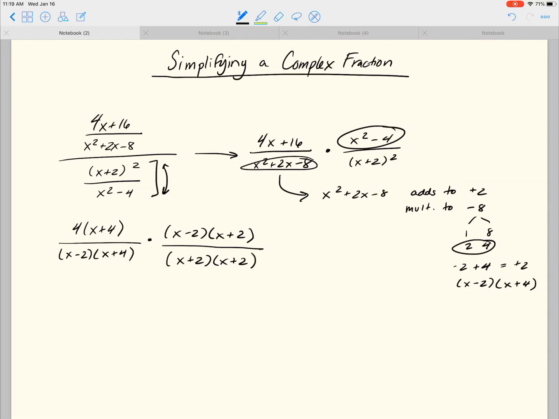So already you're noticing we have repeating terms. We can cancel them out. So this is my favorite part. We have x plus 4. This cancels out. We have x minus 2 over here, and we have x plus 2 over here. So actually our final answer is just going to be 4 divided by x plus 2, which in the long run, is a lot less stressful looking than our original problem.